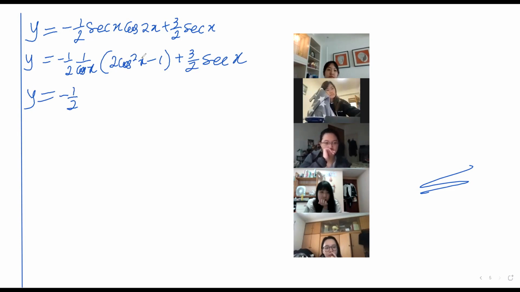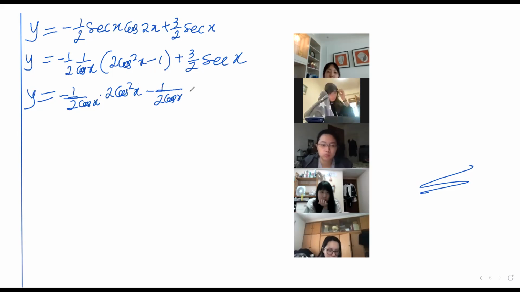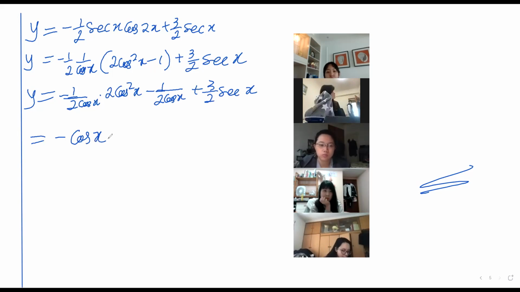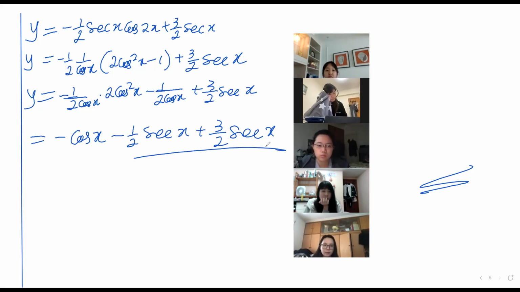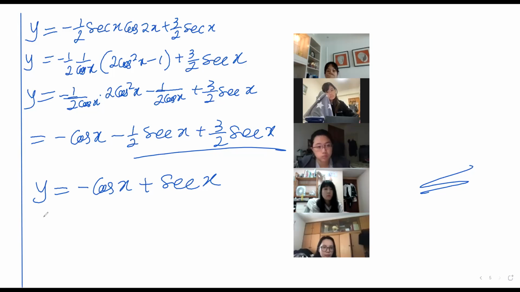1 over 2, if you open the bracket now, 1 over 2 cos x, we multiply 2 cos squared x, then minus another 1 over 2 cos x, plus 3 over 2 sec x. That's what I'm trying to do. So this 2 cancels 2, so you have negative cos x. Please tell me if I've made any mistake. This is going to be minus half sec x, 3 over 2 sec x. So that's the reason I'm simplifying, because this can be merged. So 3 over 2 minus half is 1. So basically, I can say my y is minus cos x plus 1 sec x. So it's likely the question says show that the particular solution is this. That's my point.